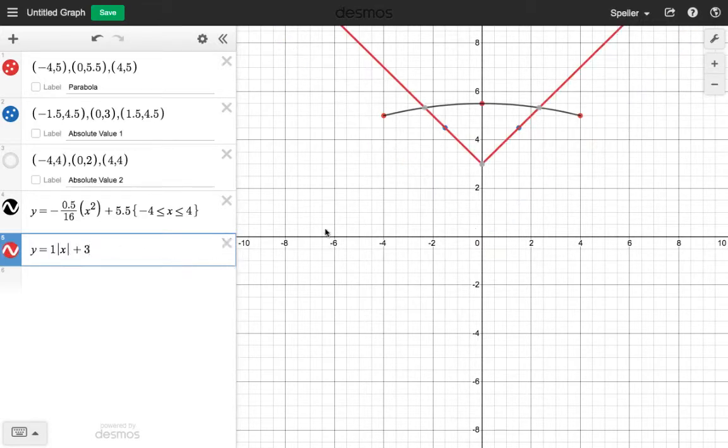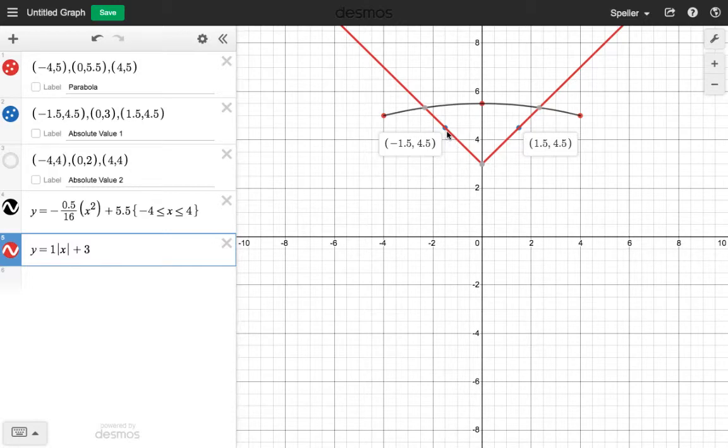So that places it right here. And then notice for this one here, I'm not actually going to have to do the compression, because the constant here is 1, so that's fine. So I don't have to do an equation to figure out how to go through the points -1.5, 4.5 and +1.5, 4.5.